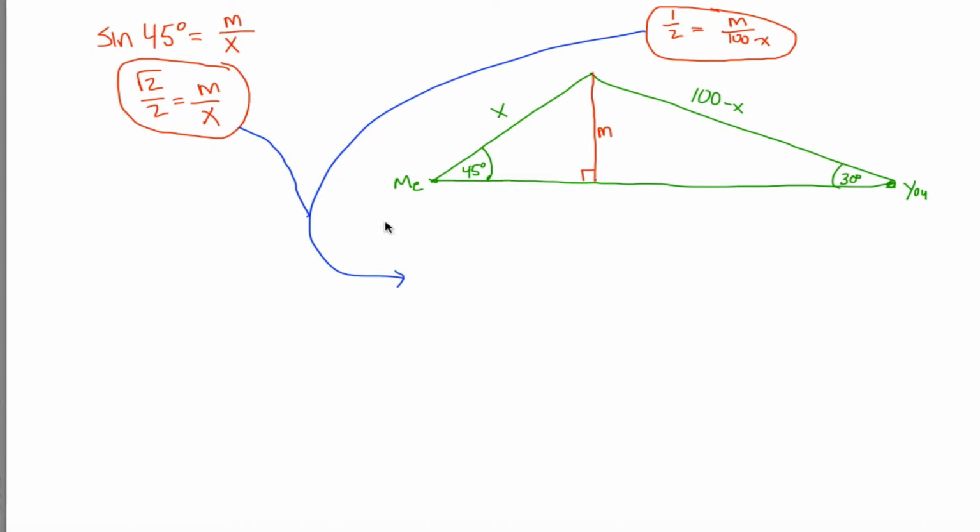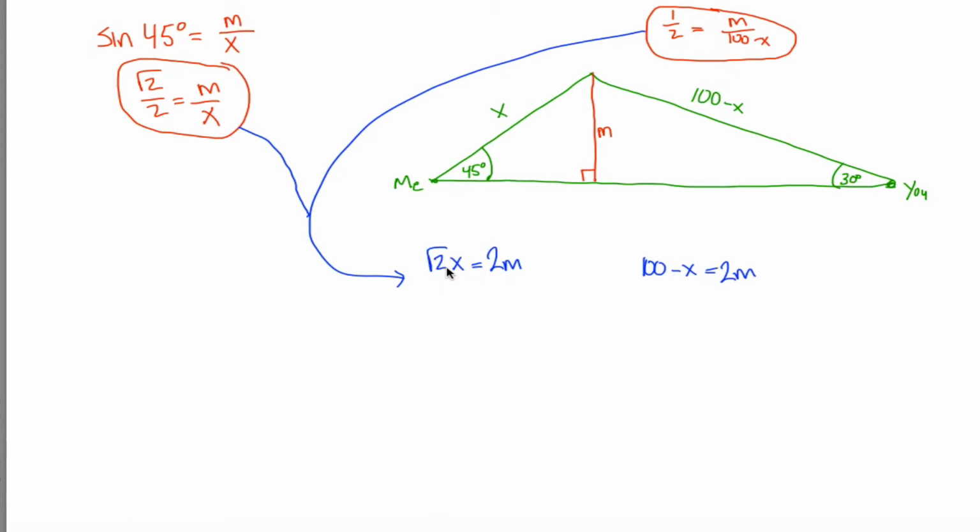From this equation, I'm going to multiply both sides by x to get that the square root of 2 times x is equal to 2 times m, if you multiply both sides of the equation by 2 and by x. And from this equation right here, I can get that 100 minus x is equal to 2m. The same thing, I multiply both sides of the equation by 100 minus x and multiply both sides by 2. I now have these two equations right here. Well, I could set them equal to each other. I have a 2m here and a 2m here, so 100 minus x must be equal to the square root of 2 times x.